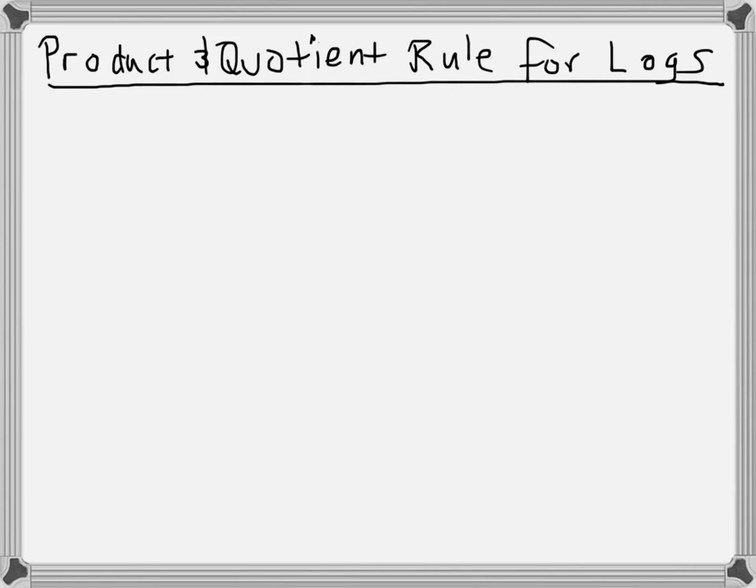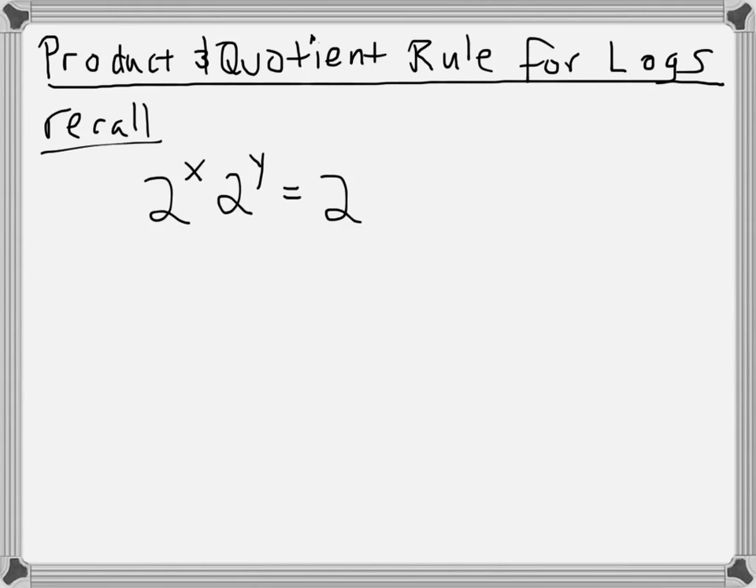So before we go on, let's just recall that if I had something like 2 to the x power times 2 to the y power, so I'm multiplying two numbers with the same base, what can I do with the exponents? I can add the exponents, right? Kind of like 2 to the third times 2 squared, we said is 2 to the fifth, right?